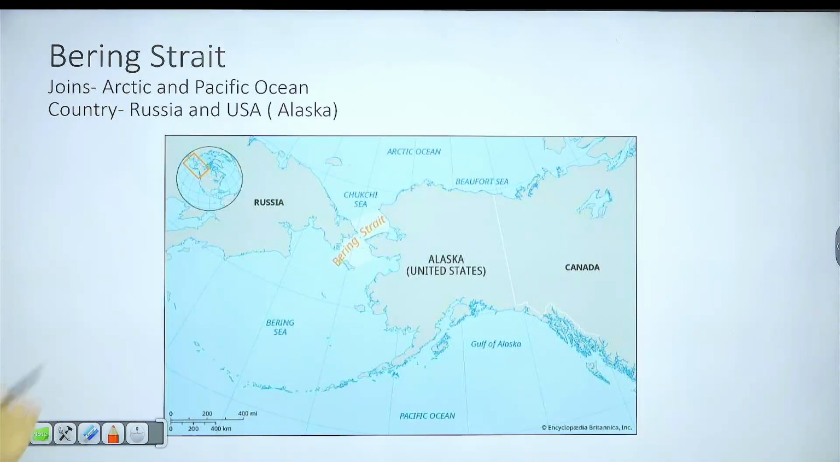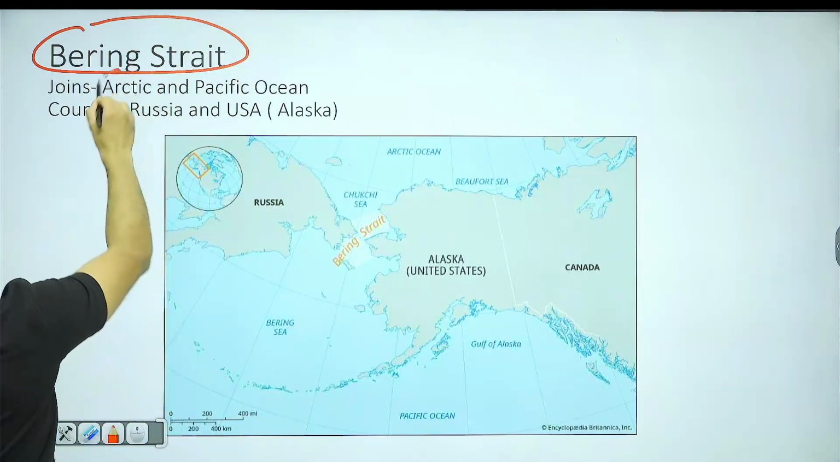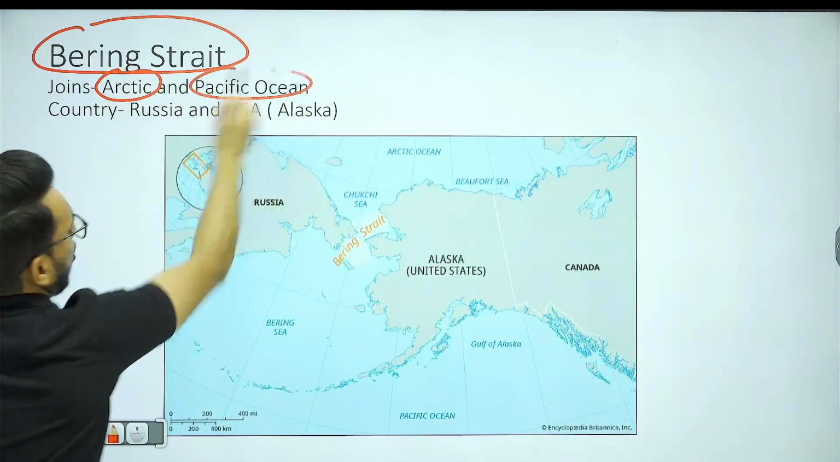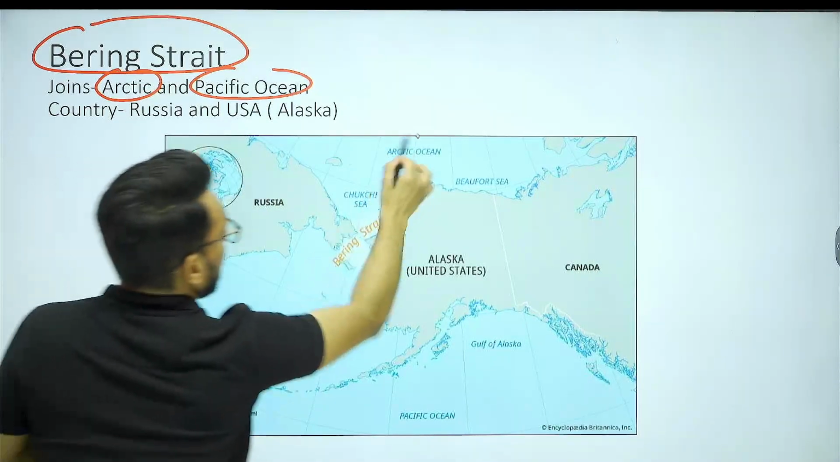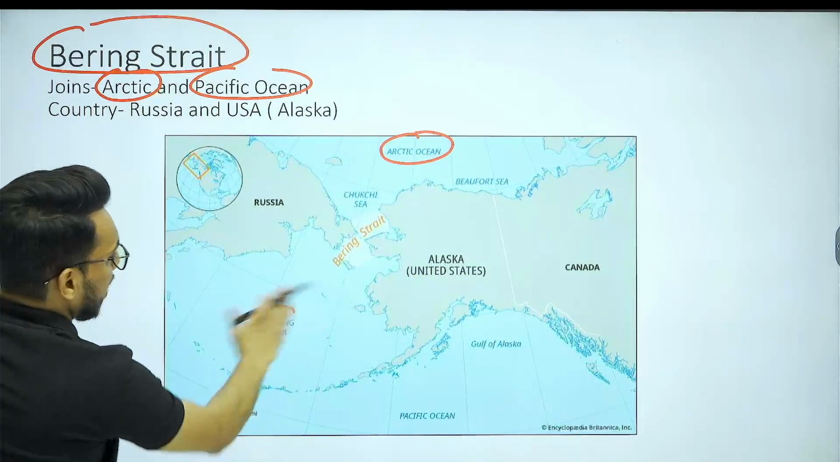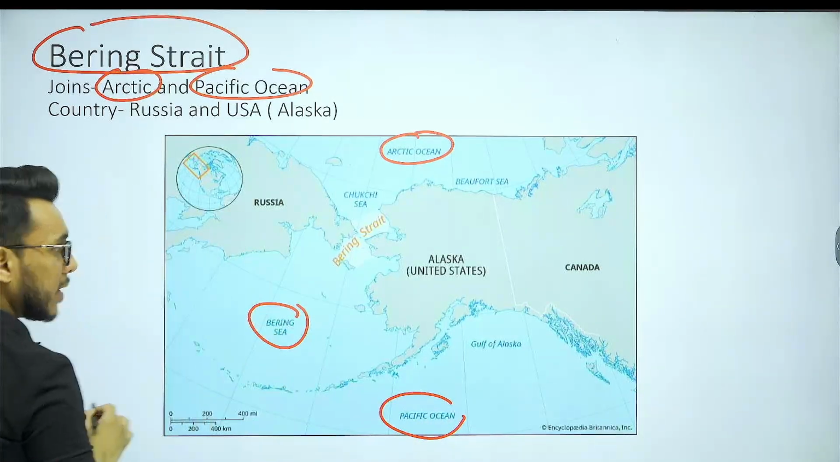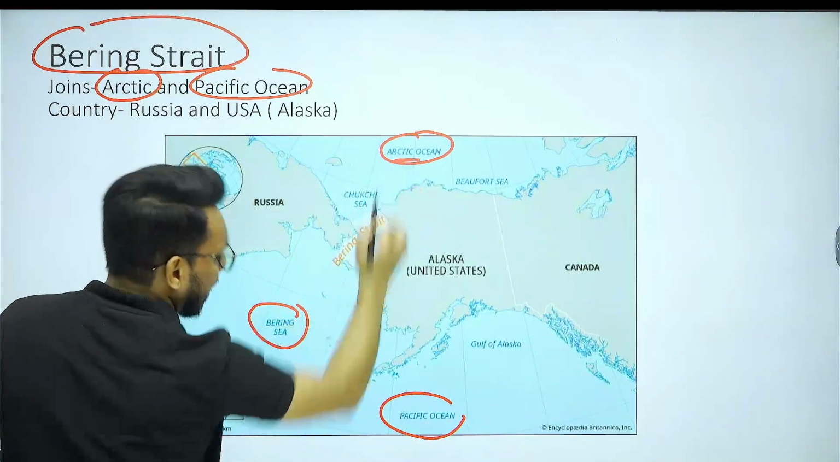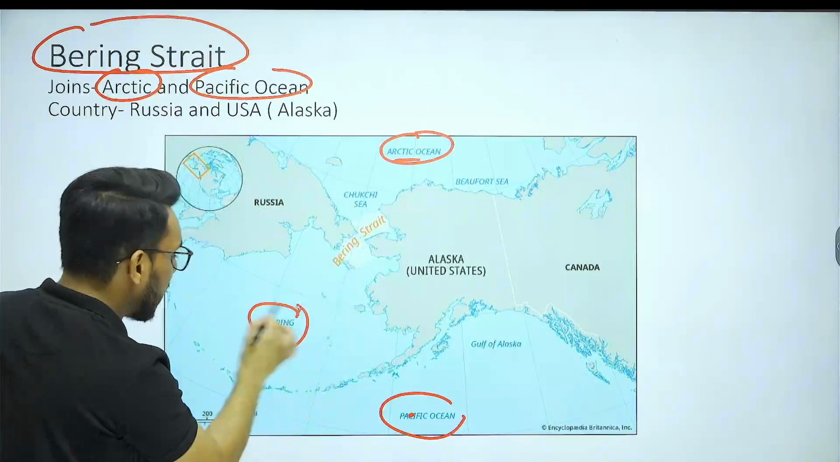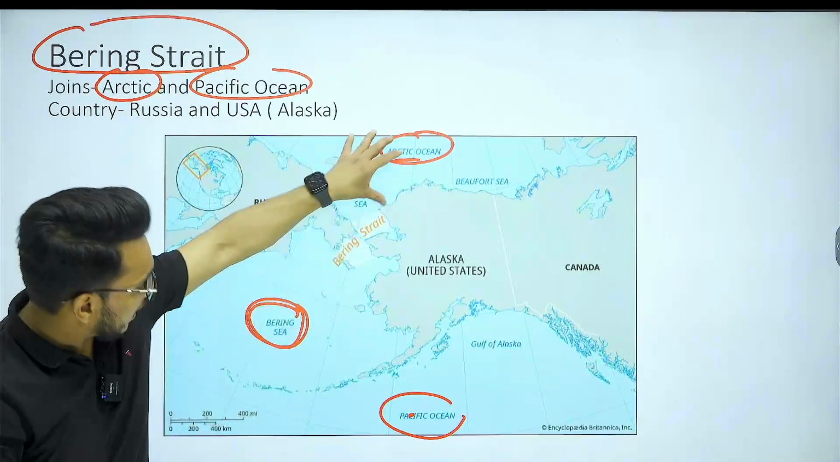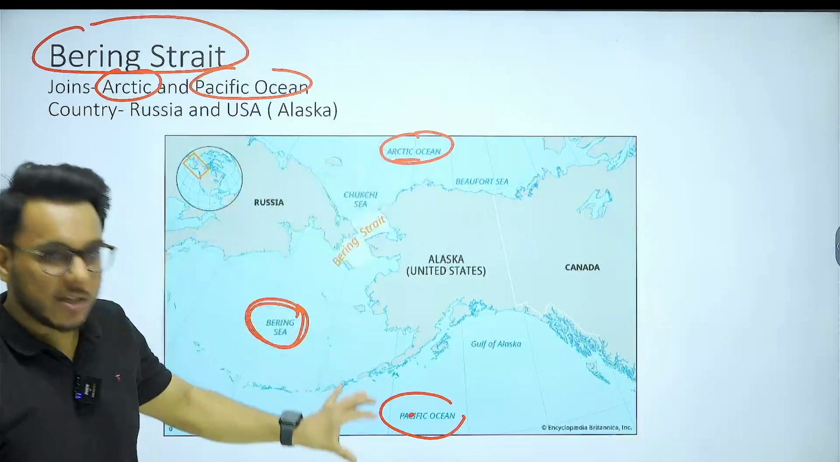Then next we have the Bering Strait. What it does is join the Arctic and Pacific Ocean. Here you see we have the Arctic Ocean, and here we have the Pacific Ocean and the Bering Sea. So the Bering Strait connects the Arctic with the Pacific, or the Arctic with the Bering Sea. Both are correct.